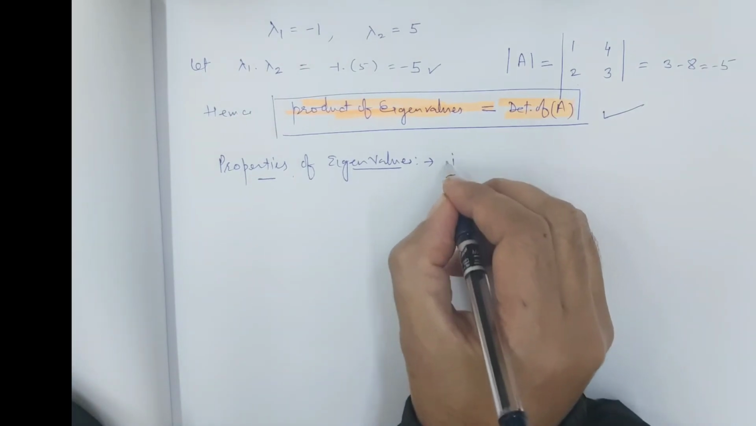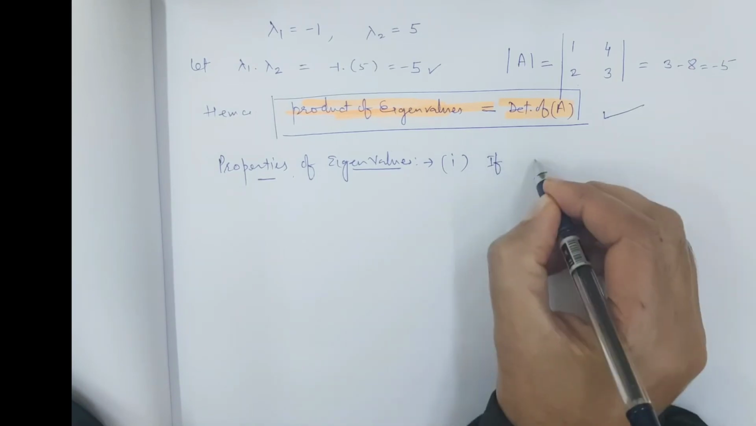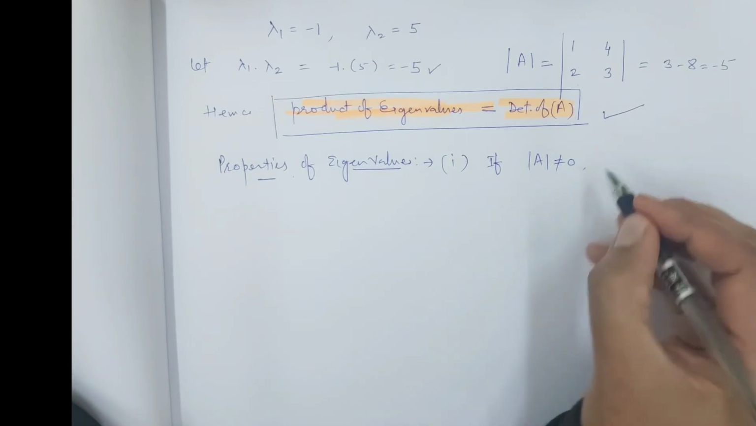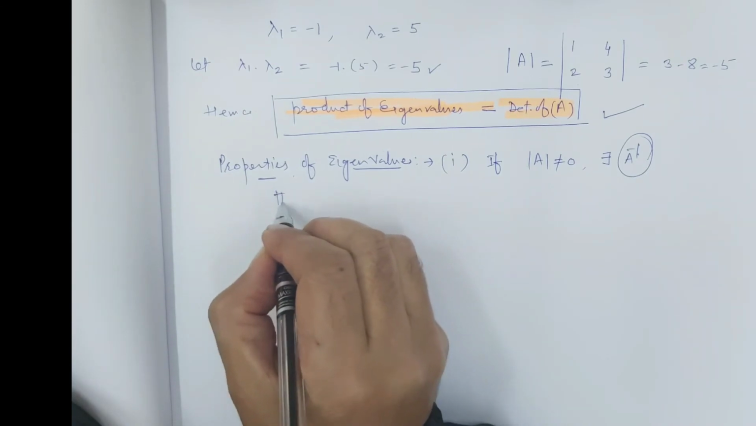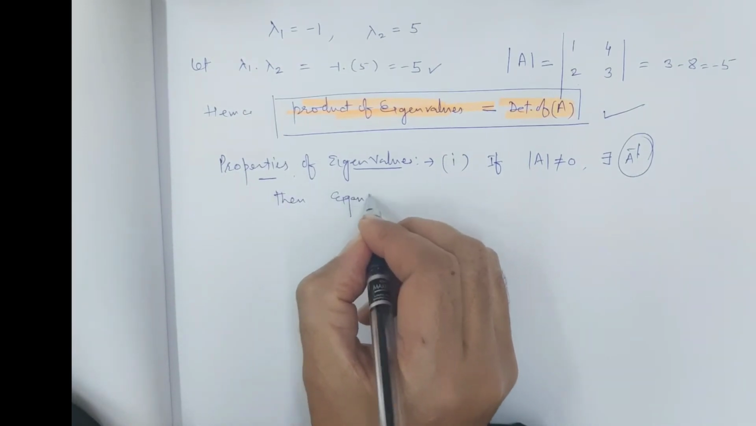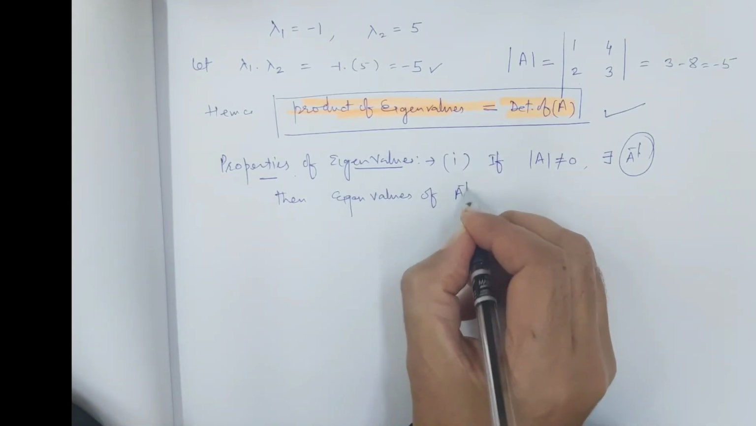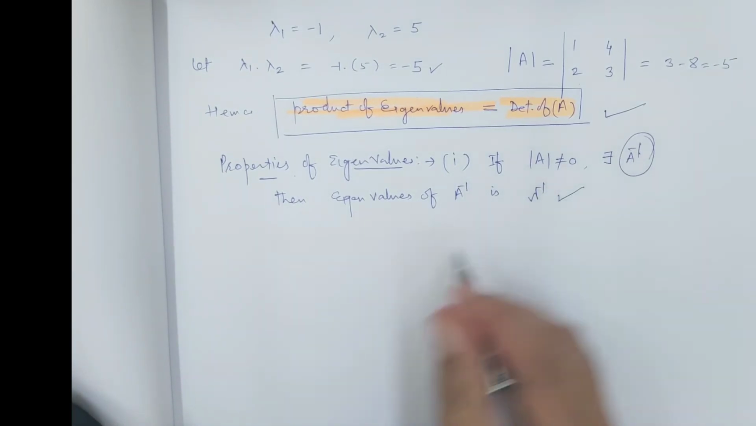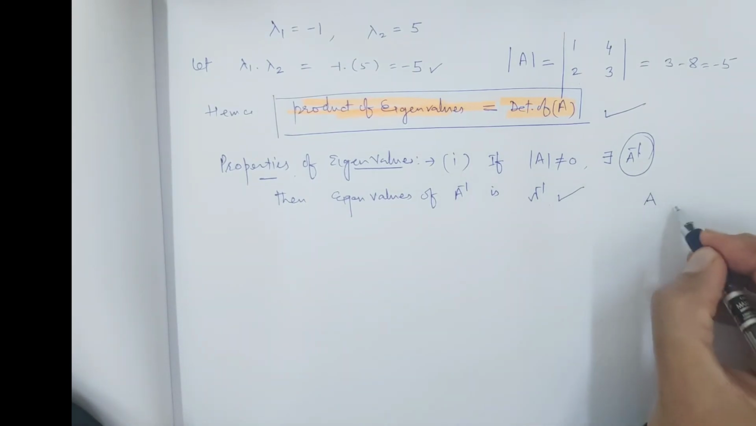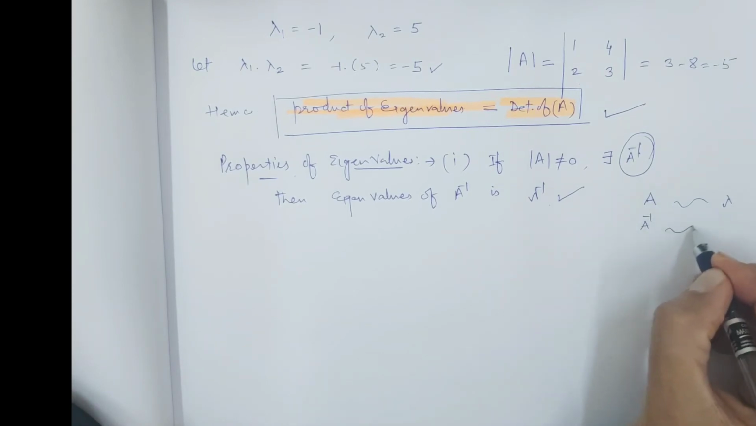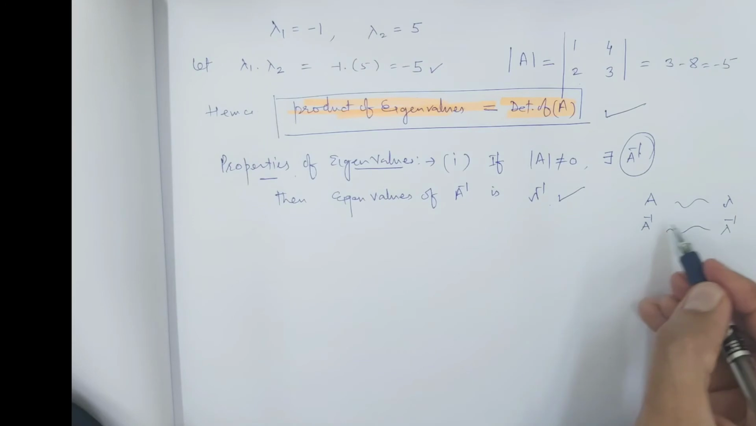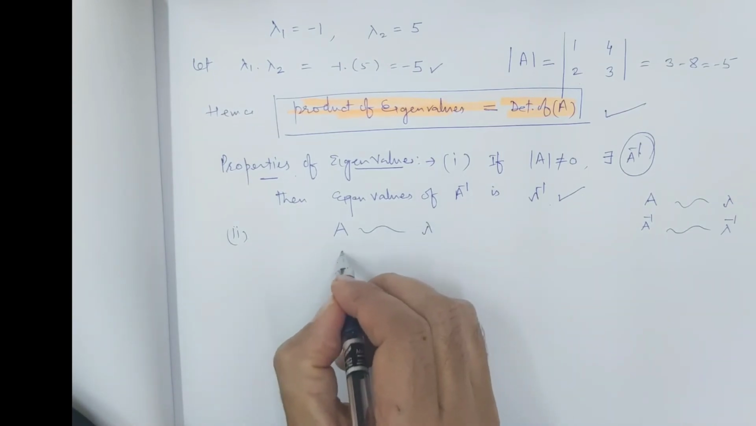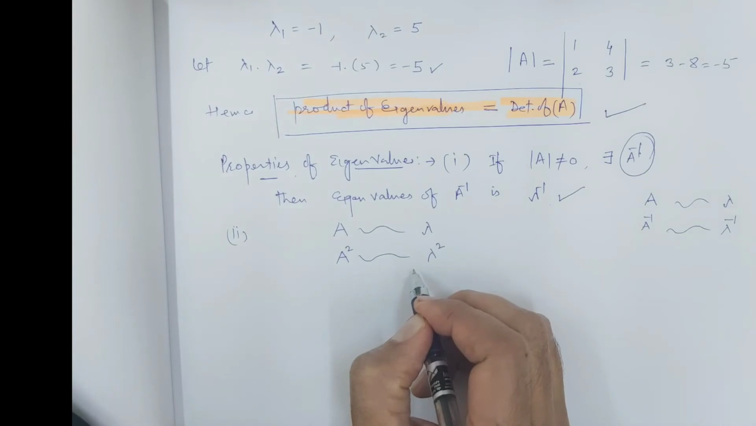Properties of eigenvalues. Number 1, if determinant of matrix A is not equal to 0, that is matrix is non-singular, there exists A inverse, then eigenvalues of A inverse is lambda inverse. दिस इज करेक्ट. कहने का मतलब है आपके पास मैट्रिक्स ए है विद आइगन वैल्यू लैम्डा. अगर इन्वर्स करेंगे तो यहाँ पे भी इन्वर्स हो जाएगा. दिस इज द केस. और सिमिलरली प्रॉपर्टी नंबर सेकंड, इफ ए बी एनी मैट्रिक्स हैविंग आइगन वैल्यू लैम्डा, ए स्क्वायर हैविंग आइगन वैल्यू लैम्डा स्क्वायर, यू कैन चेक इट.